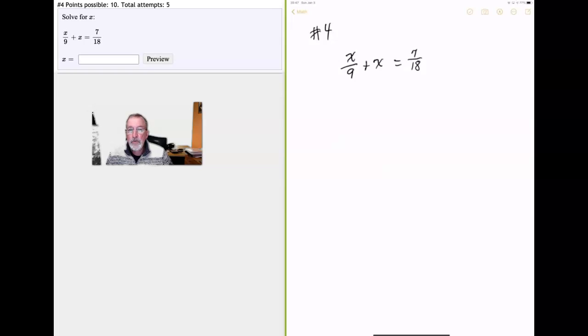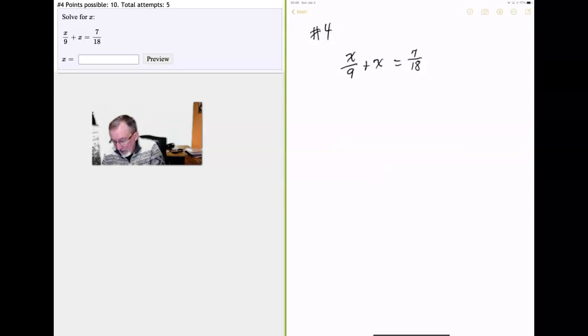What we always want to do is try to combine like terms in order to simplify. And so we've got a fraction with x as the numerator and 9 in the denominator, and we're adding that to x. So x over 9 plus x is equal to 7/18. How do we solve this? Well, what's the rule when you add regular fractions? If they don't have the same denominator, what do you do?